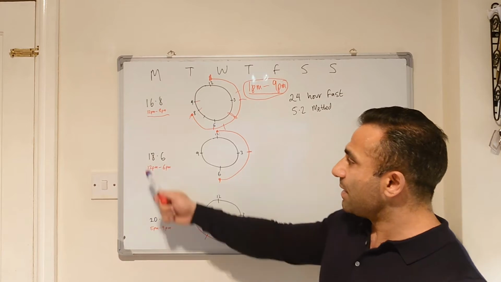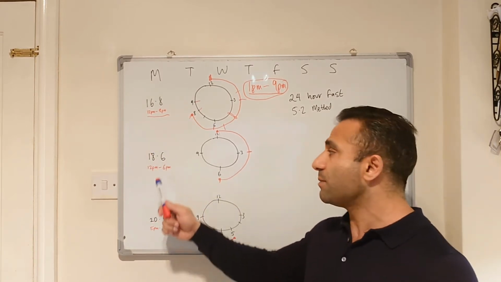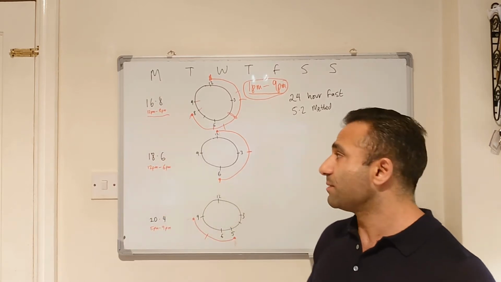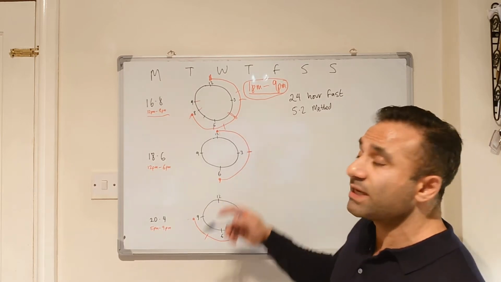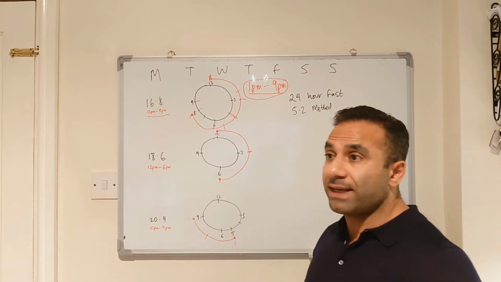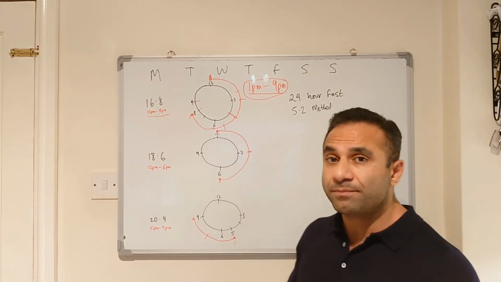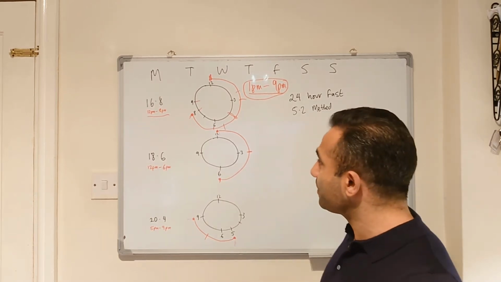Second method is the 18-6 method. So you fast a bit longer this time, so for 18 hours, and your eating window is 6 hours. And again, an example of that, it can be 12 till 6, or it could be 3 p.m. till 9 p.m. Again, it depends on the person. It could be 9 a.m. till 3 p.m. So there's different ways to work it for your own preference.